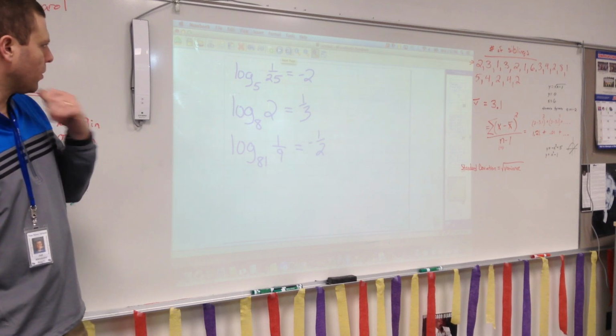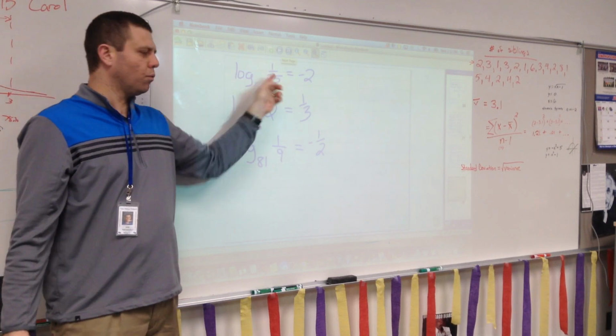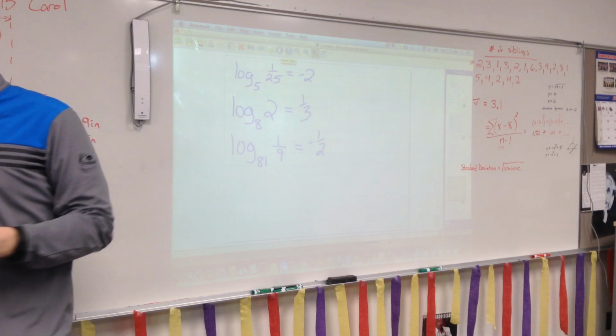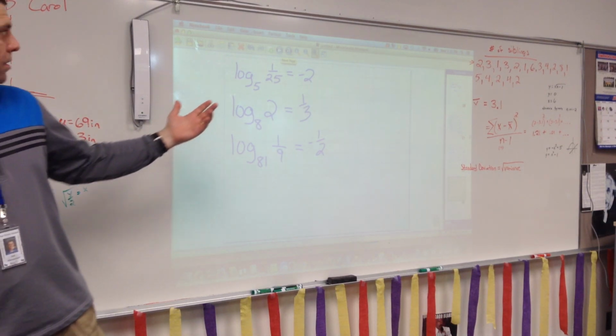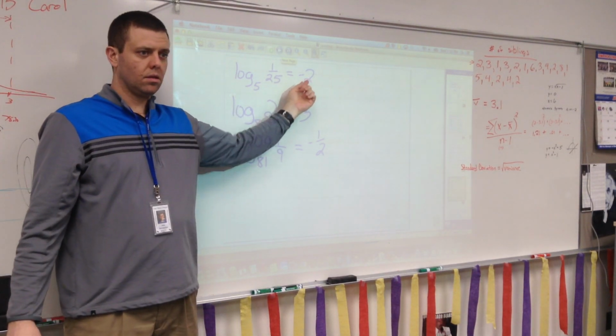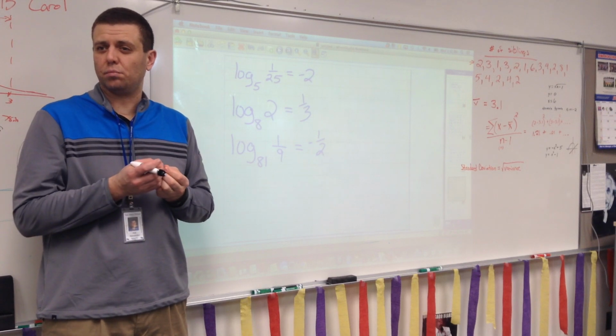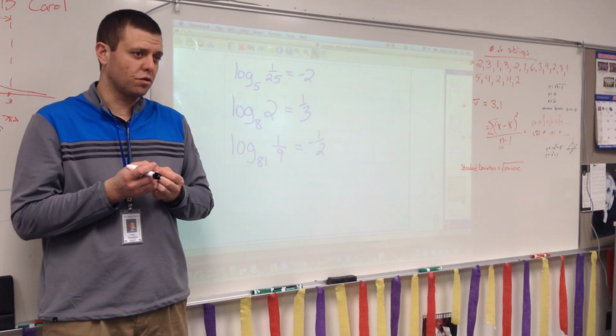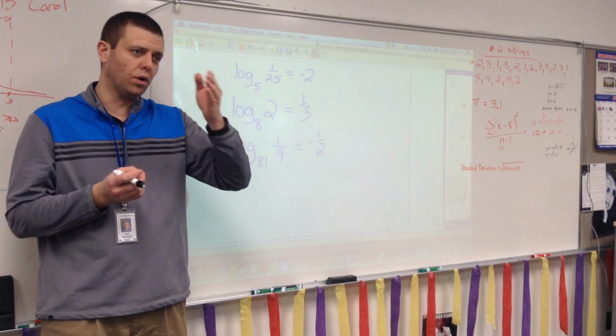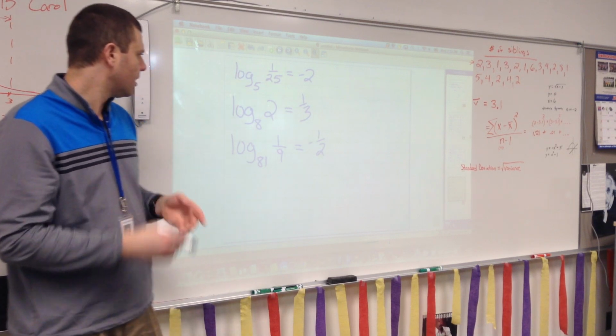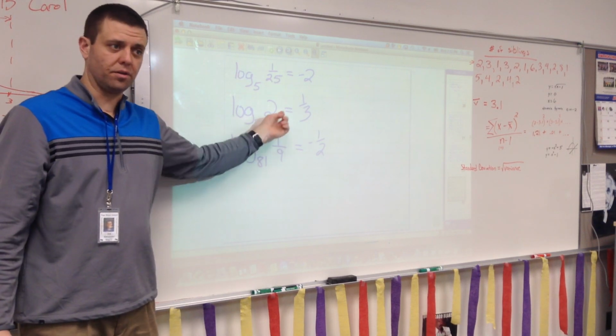Here you go, there's a couple other ones. Log to the base 5 of 1/25. Okay? That'd be another negative, right? Because 5 to the positive 2 power is 25. So 5 to the negative 2 power would be 1/25. Okay? Here's an answer that's a third though.